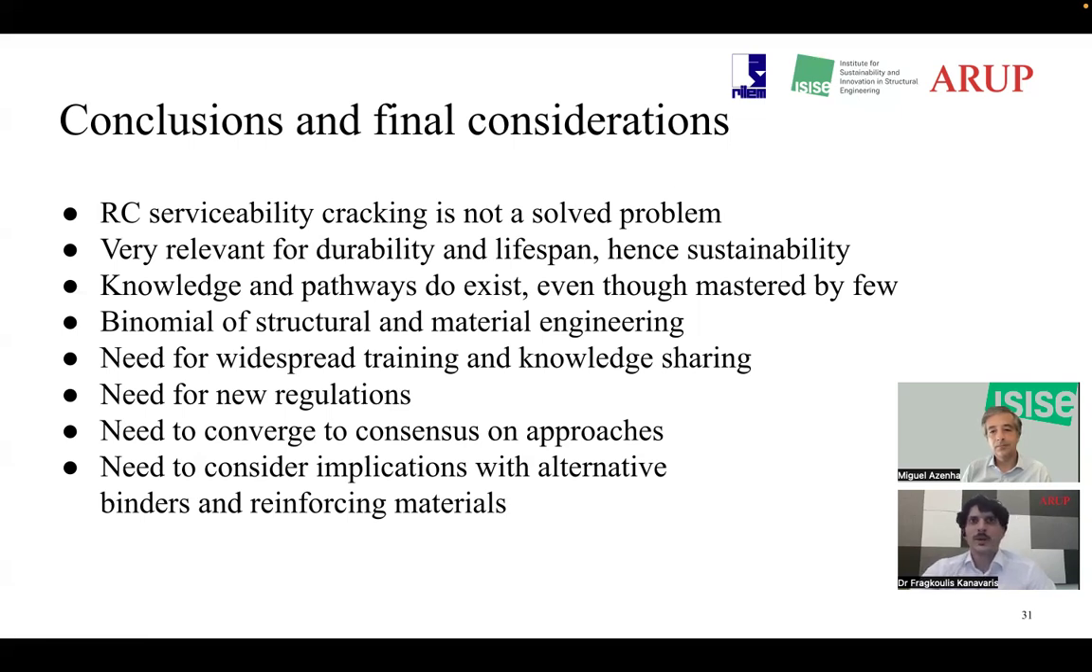And ultimately, we will have to consider the implications with alternative binders and reinforcing materials, because with the current urgency to use environmentally friendly alternatives, both for binders and reinforcing materials, we're delving into uncharted waters, and we don't know whether the existing models will be actually reliable enough for use with novel binders and reinforcing materials.